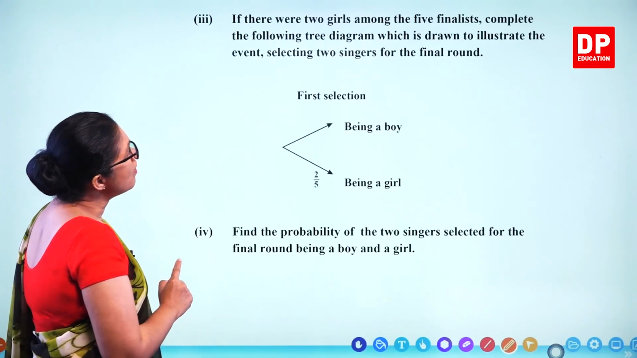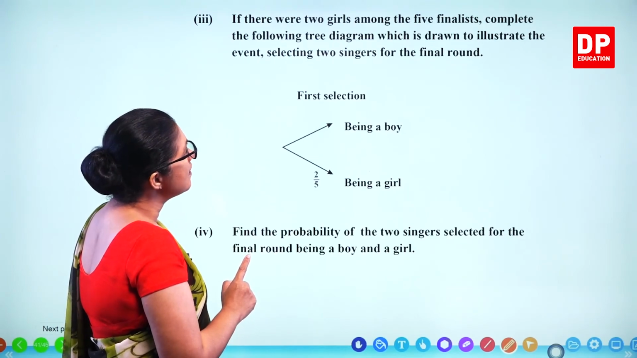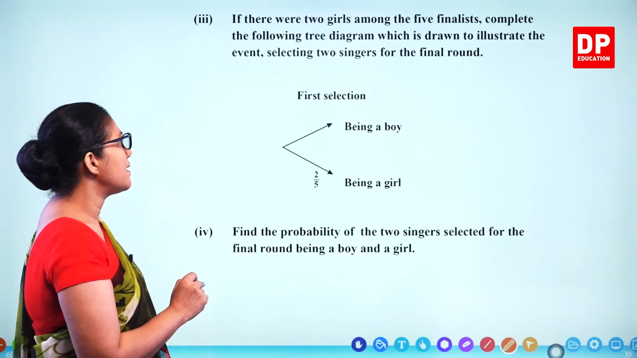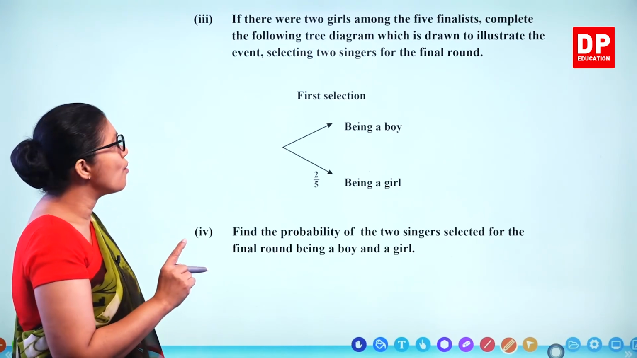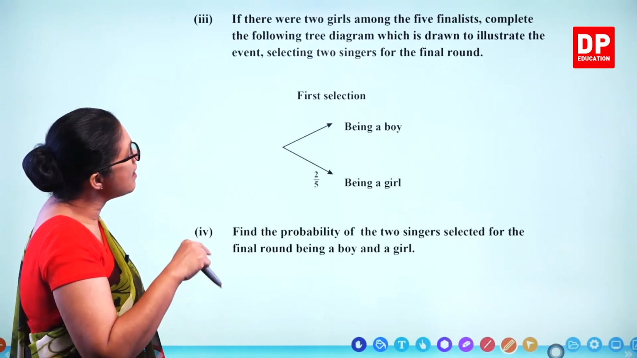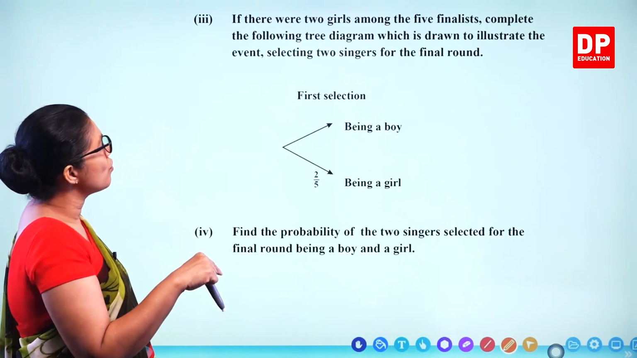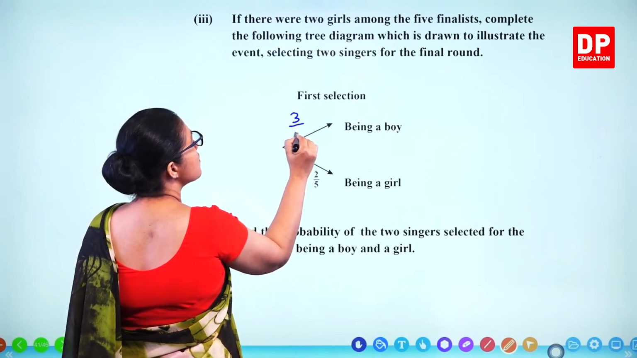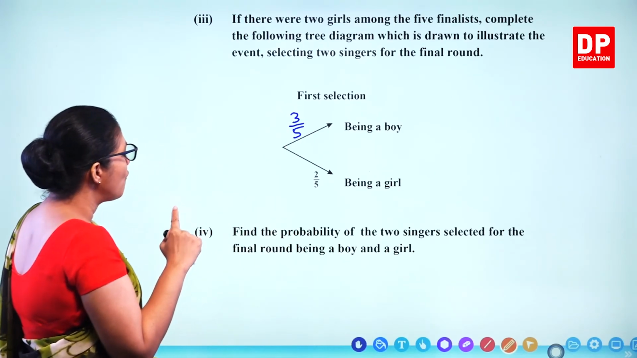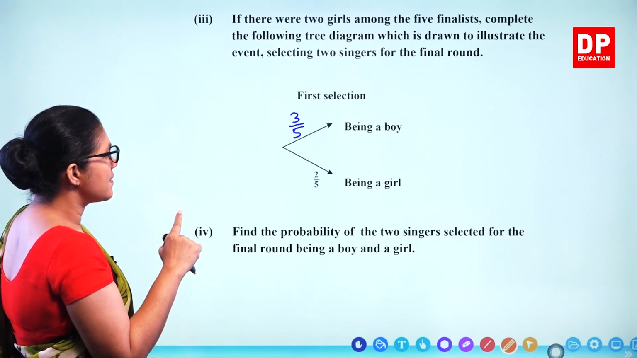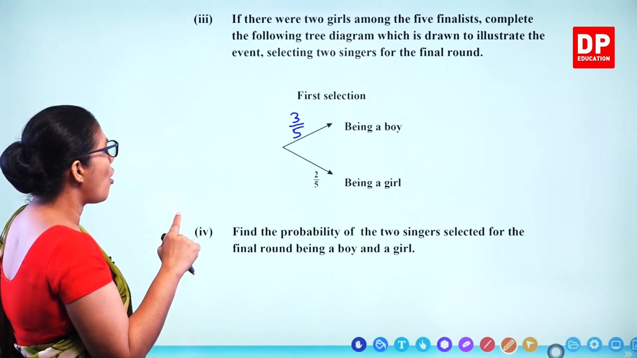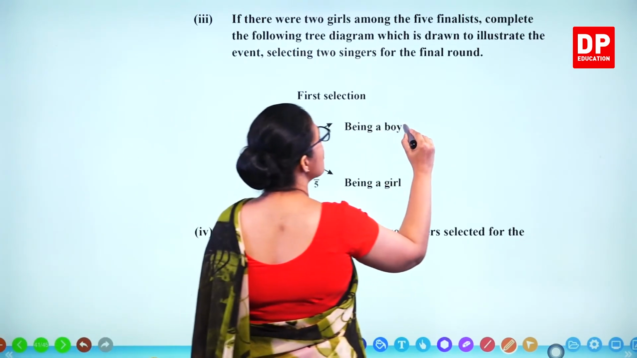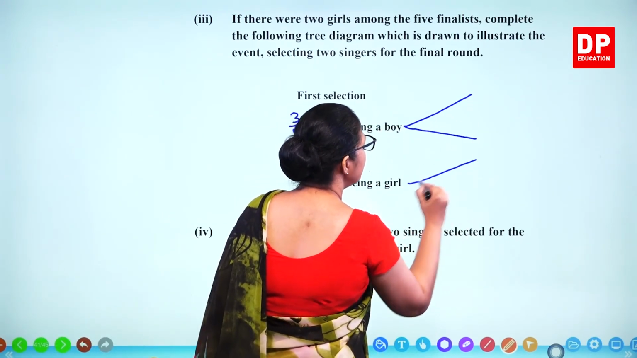If there were 2 girls among the 5 finalists, complete the following tree diagram which is drawn to illustrate the event, selecting 2 singers for the final round. First selection, so being a girl, 2 girls out of 5. Then what about being a boy? The rest, that's 3 over 5. Find the probability of the 2 singers selected for the final round being a boy and a girl. So, you have to extend this. So, this is first selection. So, what about the second selection?